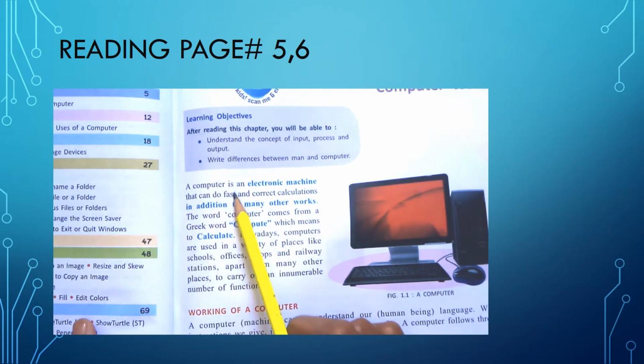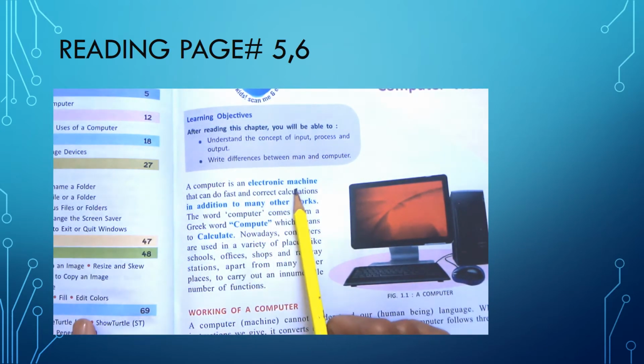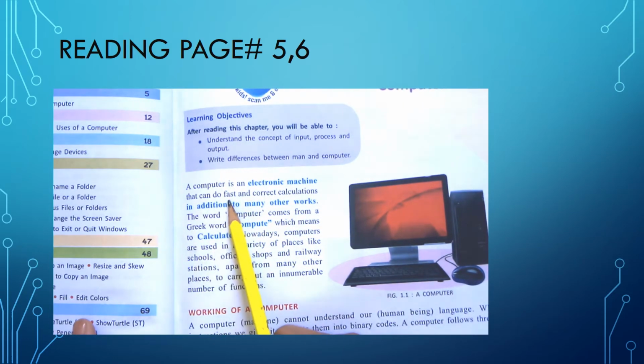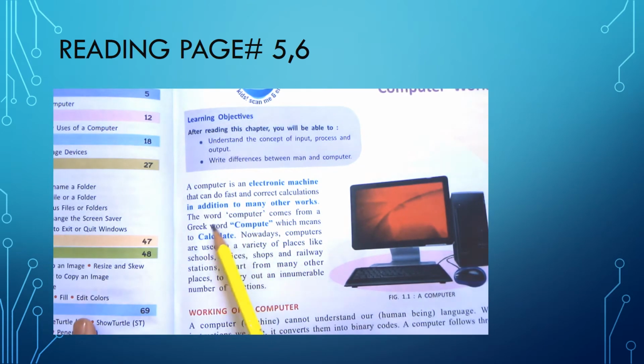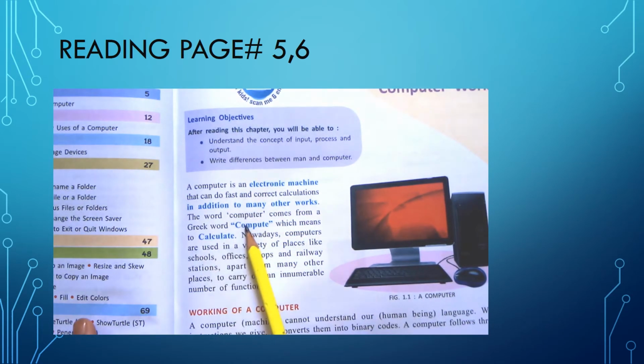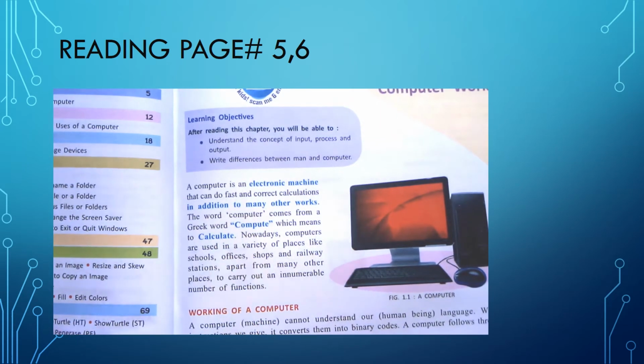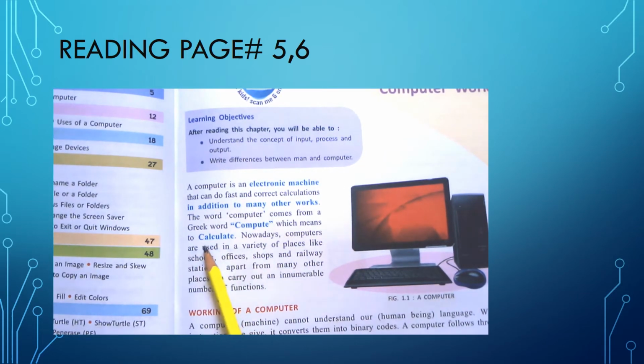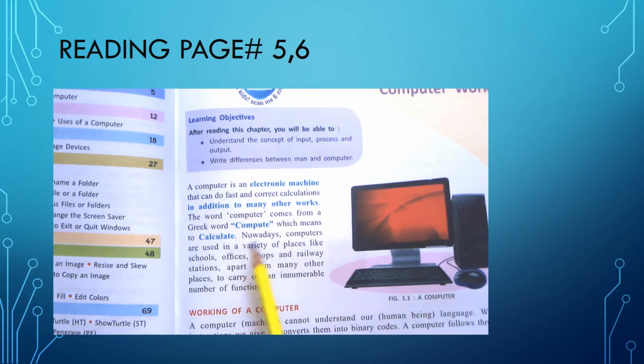A computer is an electronic machine. Electronic machine means such machine which works on electricity, that can do fast and correct calculations in addition to many other works. The word computer comes from a Greek word. Compute, which means to calculate.